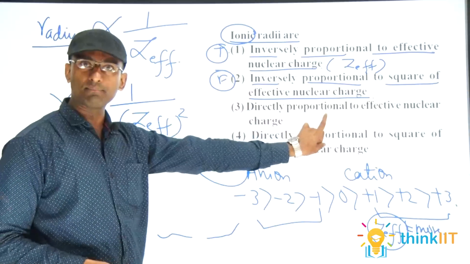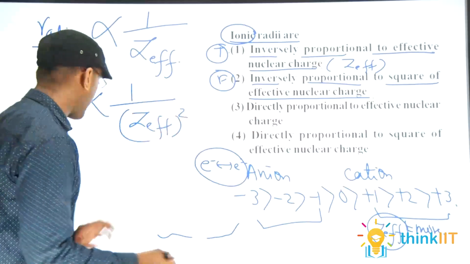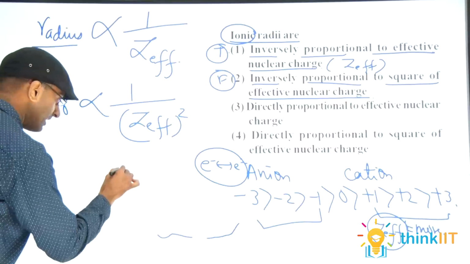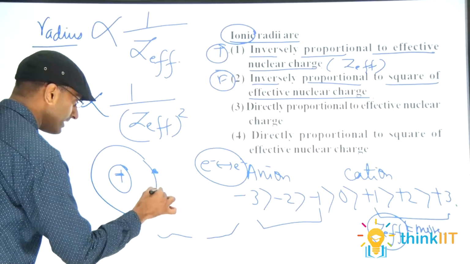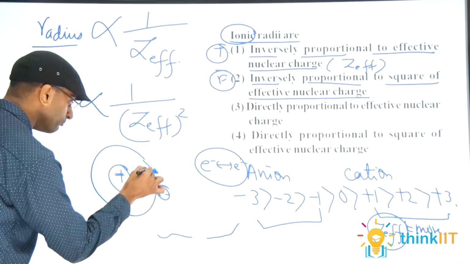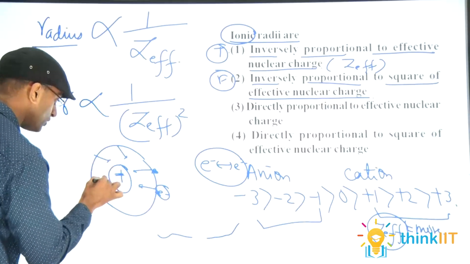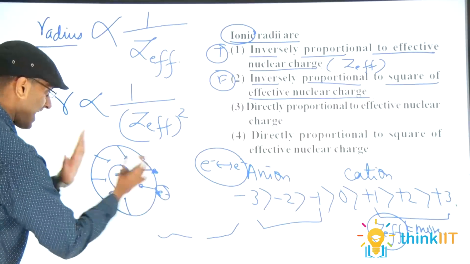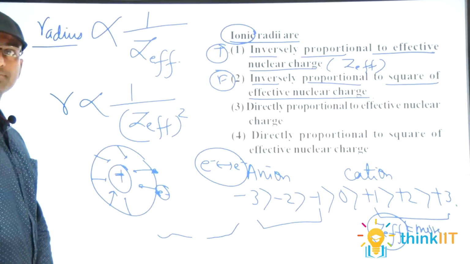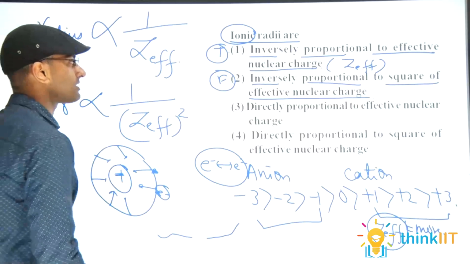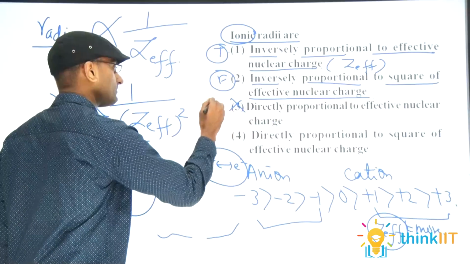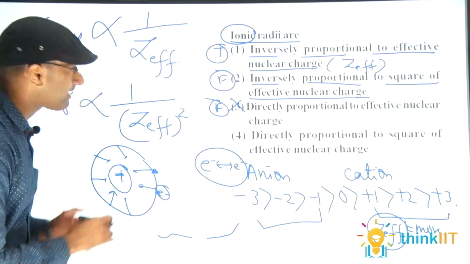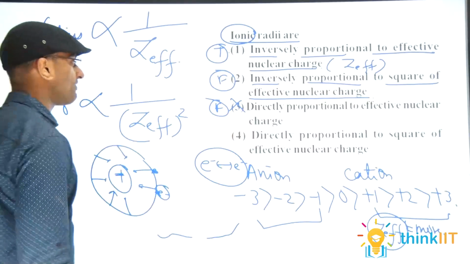Next, directly proportional to effective nuclear charge. Not possible, student, because if nuclear charge is increasing, I am drawing here, this is the nucleus. If nuclear charge is increasing, then the negatively charged electrons will be more attracted towards the nucleus, so the size will shrink here due to effective nuclear charge. So it is not possible that the size will increase here. False statement.